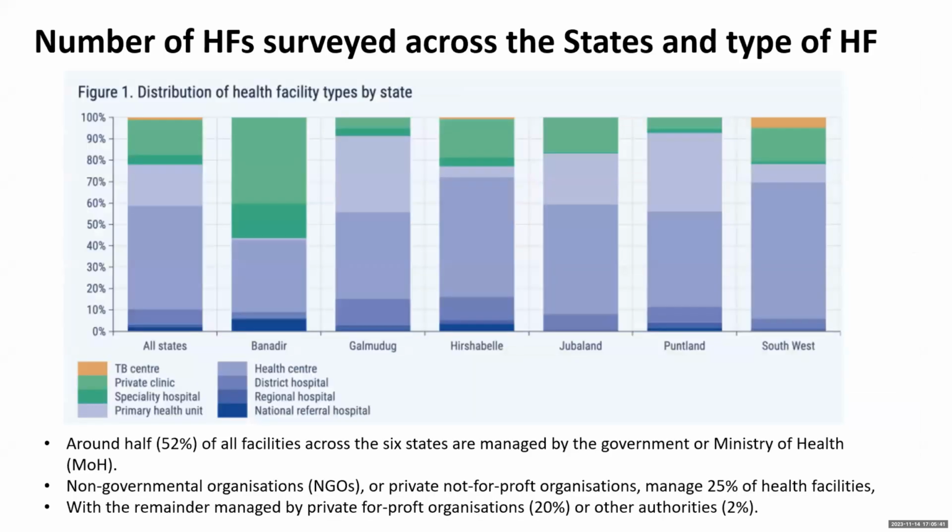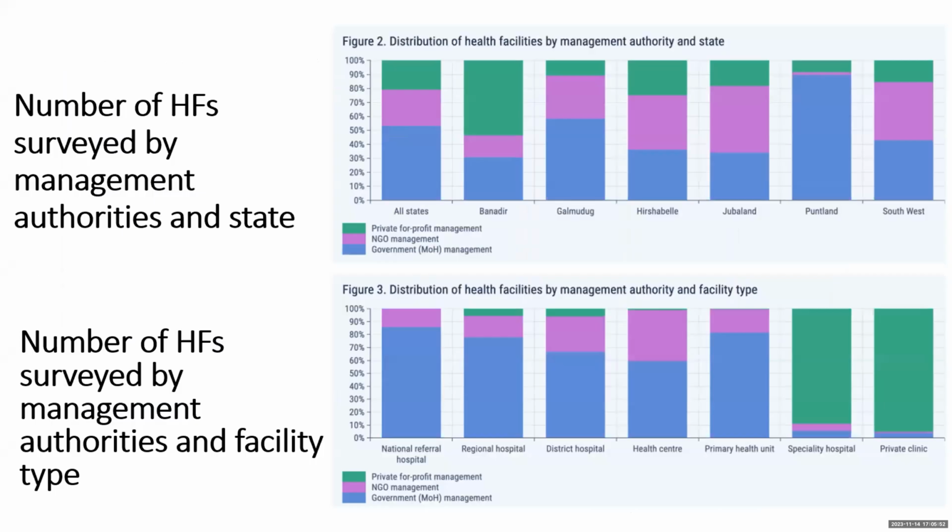This is an example of how the survey result looks. Distribution of health facilities by type and state. And this is the distribution of surveyed health facilities by management authority and state. And the second table, a bar chart, is by authority and facility types.